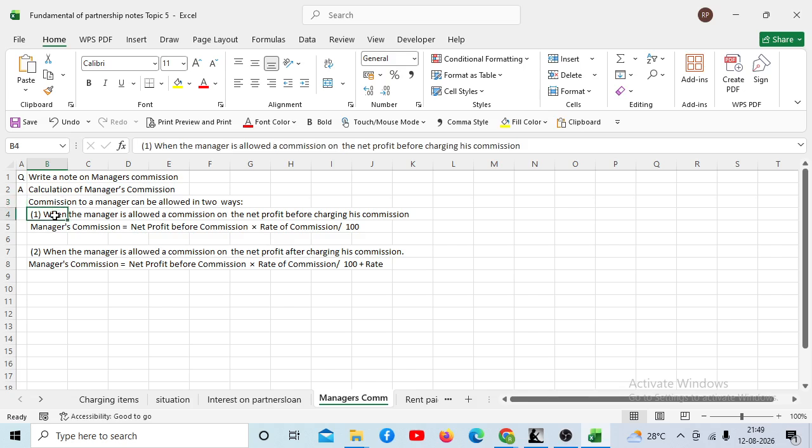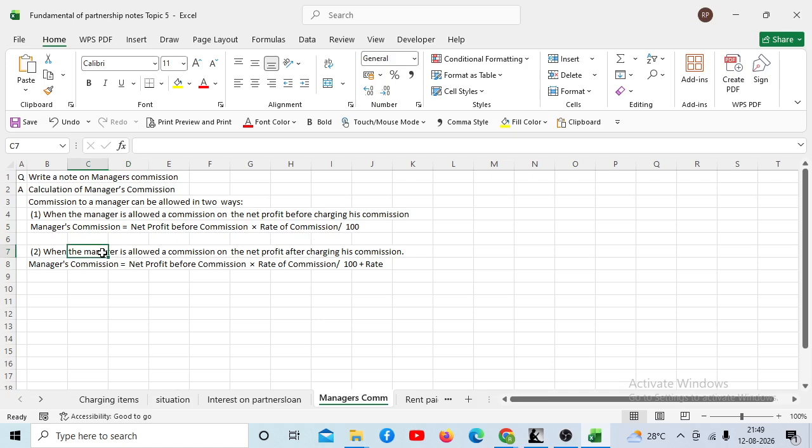When a manager is allowed a commission on the net profit before charging his commission, then manager's commission is equal to net profit before commission into rate of commission divided by 100. Same concept as we had with the partner's commission. If it is before charging commission, then there is no problem. We will directly calculate, whatever is the rate, divided by 100.